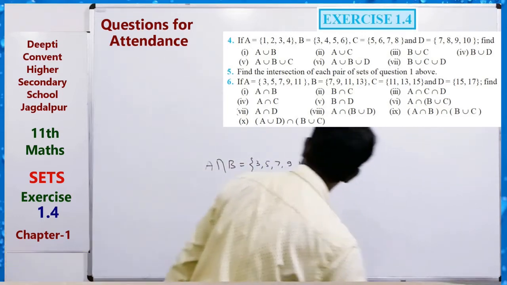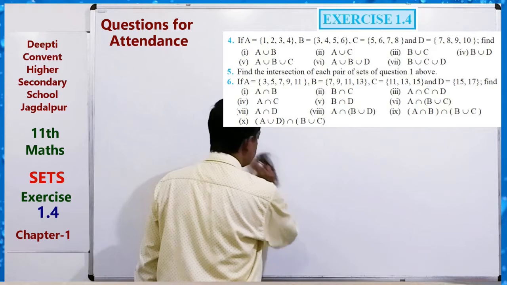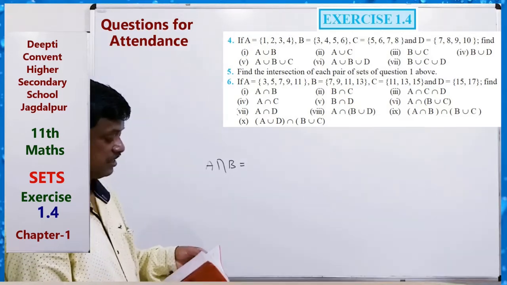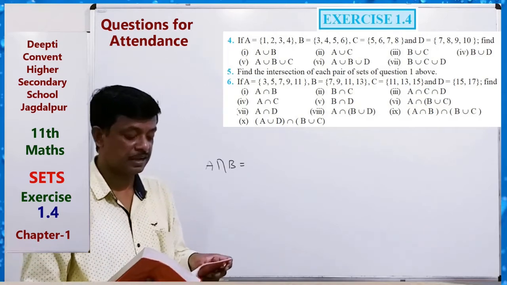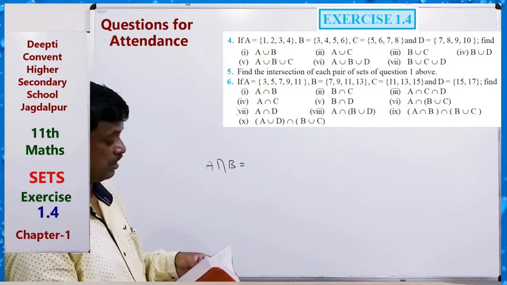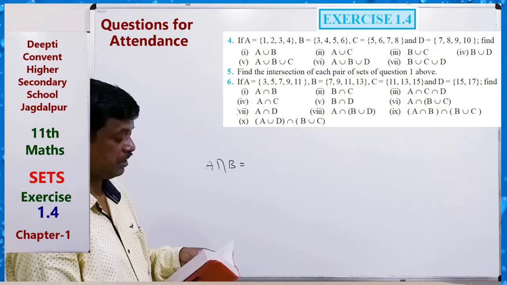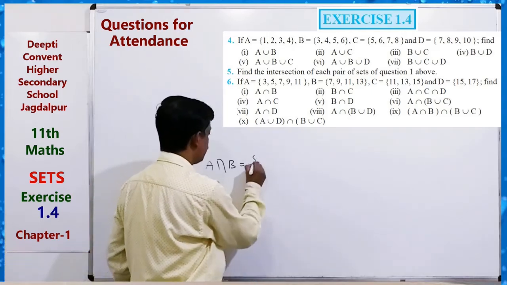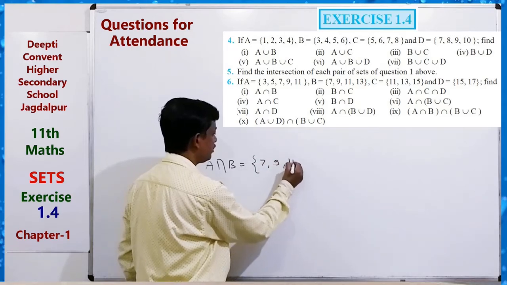No, sorry, this is intersection. So their common elements are what? A is 3, 5, 7, 9, 11 and B is 7, 9, 11, 13. The common elements are 7, 9, 11. Common part: 7, 9, 11.